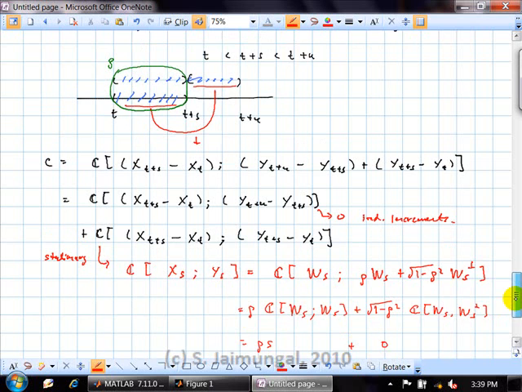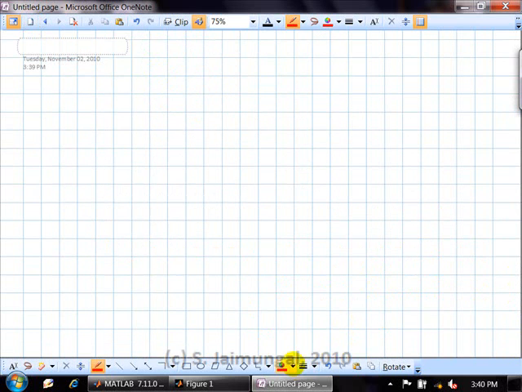Okay, so let's do something a little harder then. Let's look at the variance of x at time t and y at time t. It's a little bit harder, not a whole lot. So how would I do this computation?